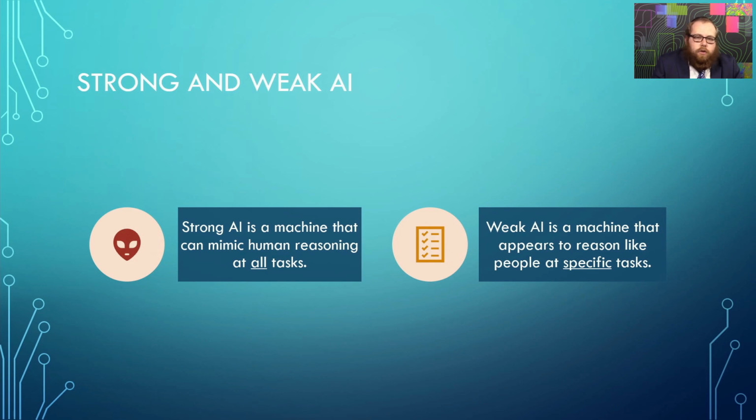And to give you an example of what that might look like, if you turn on the news one day and you see computer wins Nobel Prize, that would be a pretty strong indication that humanity has achieved strong AI or general AI.